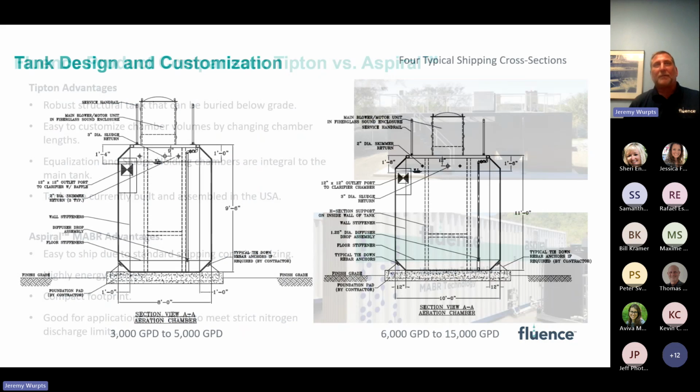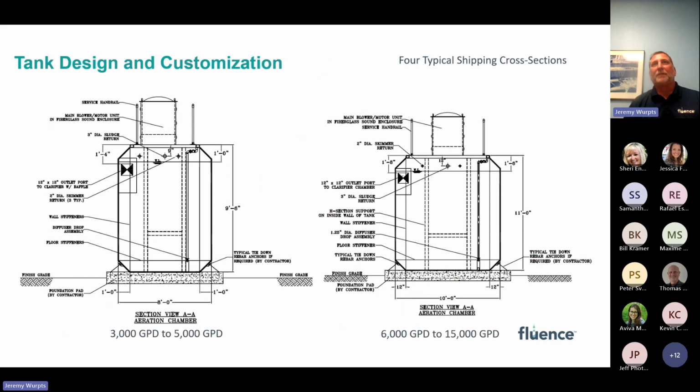So now I'll talk a little bit more specifically about the Tipton system. I mentioned we can adjust the volumes by adjusting the lengths. We have 4 typical shipping cross sections that we use with over-the-road highway shipping in mind, very specifically with these dimensions. So for our smaller systems, 3,000 and 5,000 gallon a day, we'll use an 8-foot wide by 9-foot 6 high. And typically the handrail and blower and other equipment on top is shipped separately to avoid height restrictions. And then for systems 6,000 to 15,000 gallons a day, we'll go to a 10-foot wide by 11-foot high.